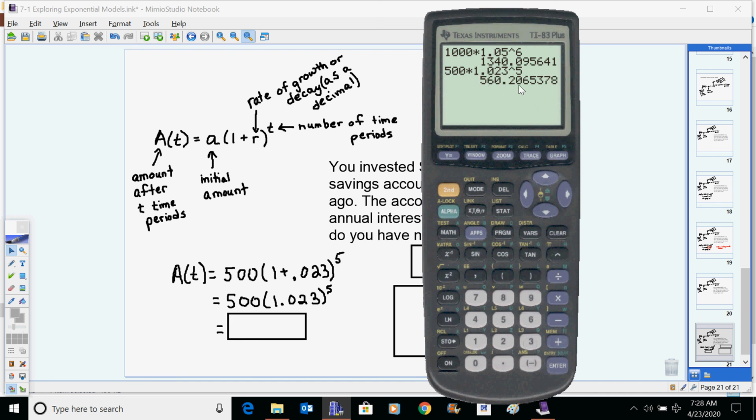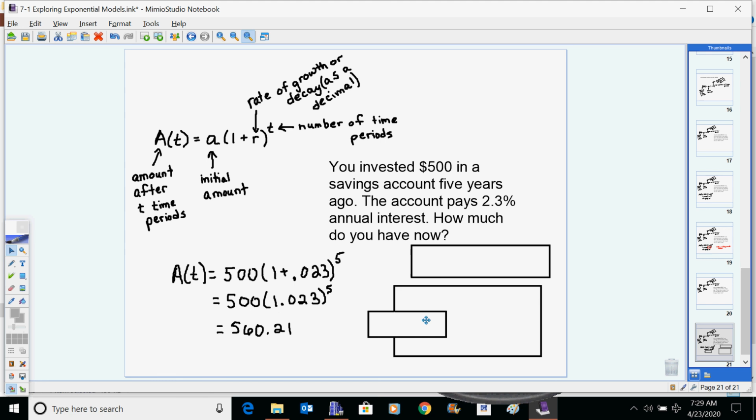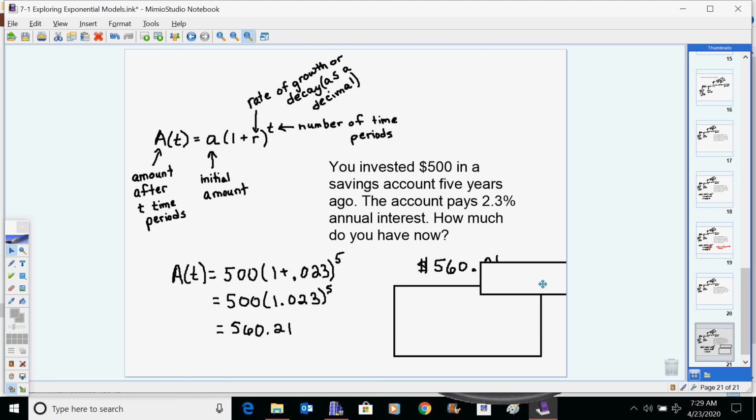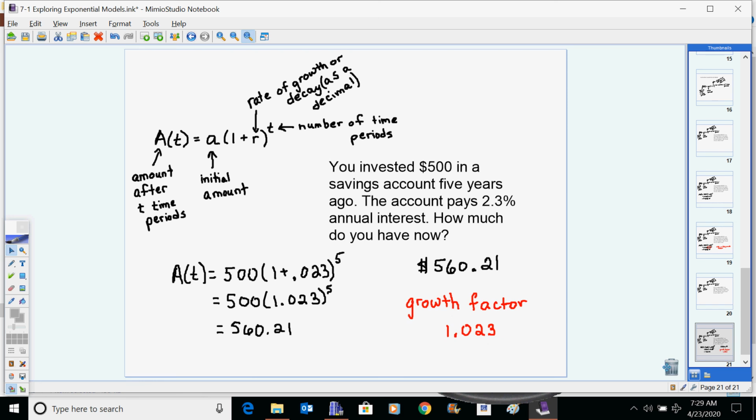Okay, we got to round to the pennies place, and yes, that is important. 560.21. So $560.21. And you got the extra $60 for leaving the money alone if it's compounded annually. All right, so sometimes things are compounded annually, sometimes compounded continuously, but this formula works for annual compounding. And so it is a growth factor of 1.023 because this is the number that you use for that.